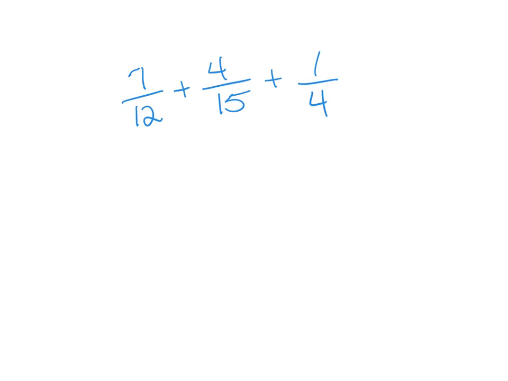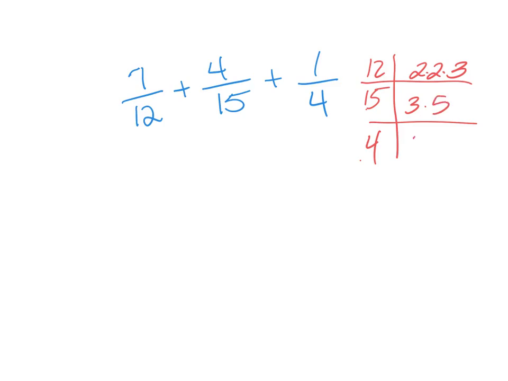So what I'm going to do over here is I'm going to put those 3 numbers like we did yesterday in a table. We have 12, 15, and 4. And I'm going to factor them down to their base. So it's 2 times 2 times 3. And it's 3 times 5. And 2 and 2. So we have 2s, 3s, and 5s, right?